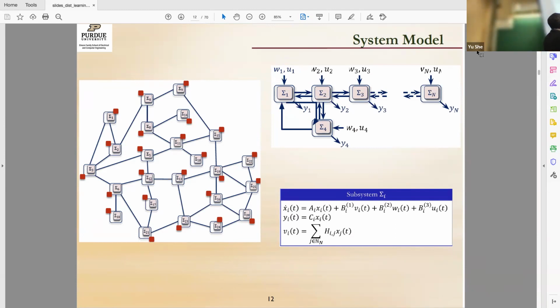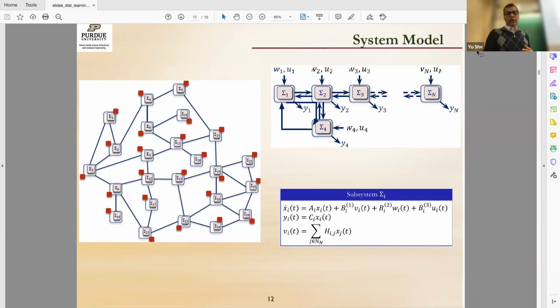Okay? So think about subsystems. Each subsystem has state X_i that evolves as such. V_i here is the coupling from the other subsystems. So think about all the subsystems in a set according to this graph, and they are all feeding in their states through some coupling terms. W_i is the external disturbance input, and U_i is the control input that I get to design, and Y_i is my output.